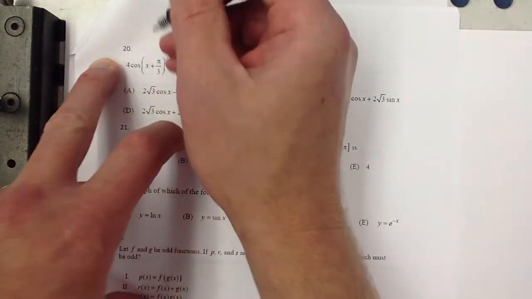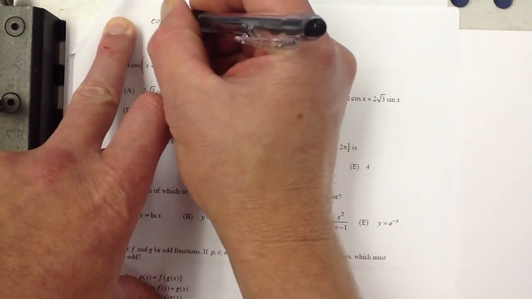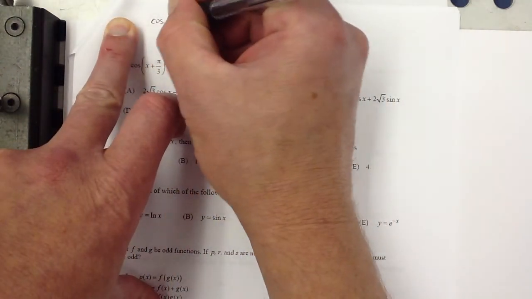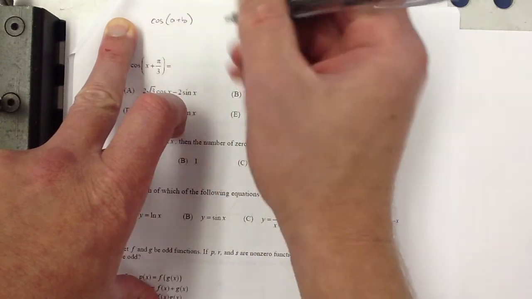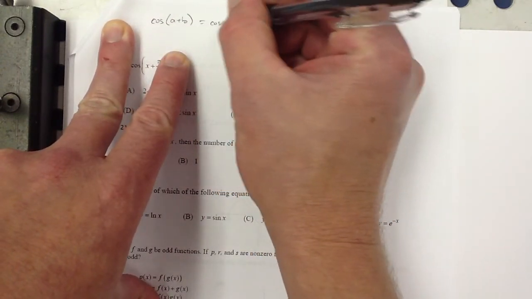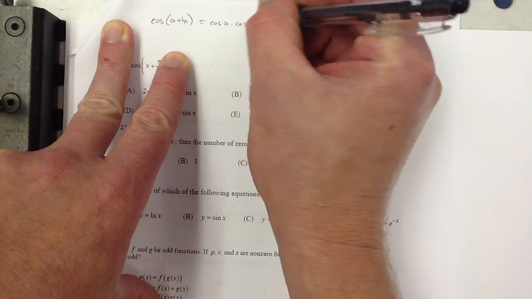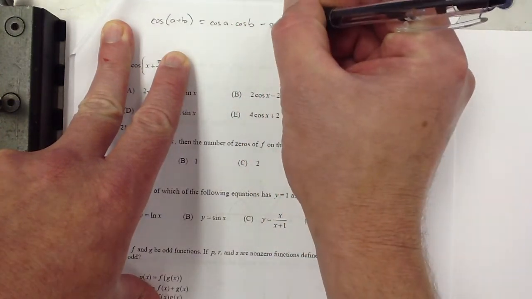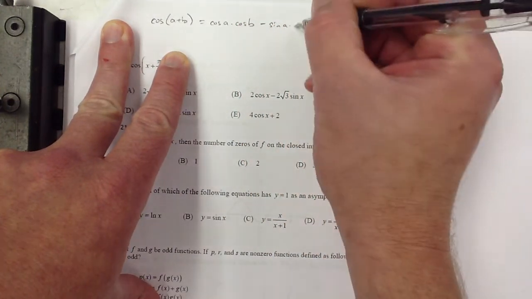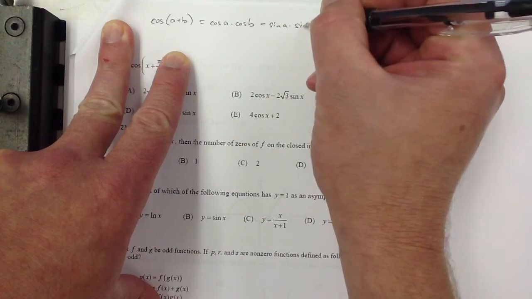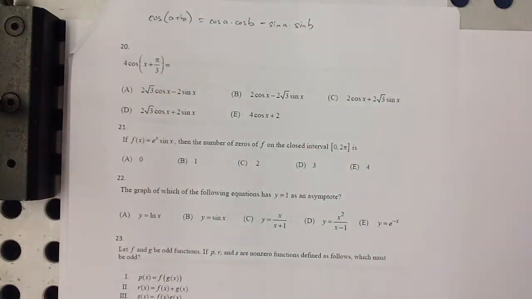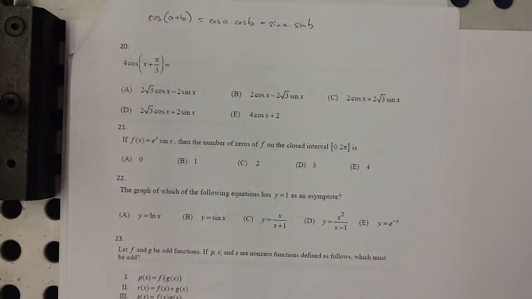What you need to remember here is the cosine angle sum formula, that the cosine of A plus B is equal to the cosine of A times the cosine of B minus the sine of A times the sine of B. You remember that? It's one of those trig identities.